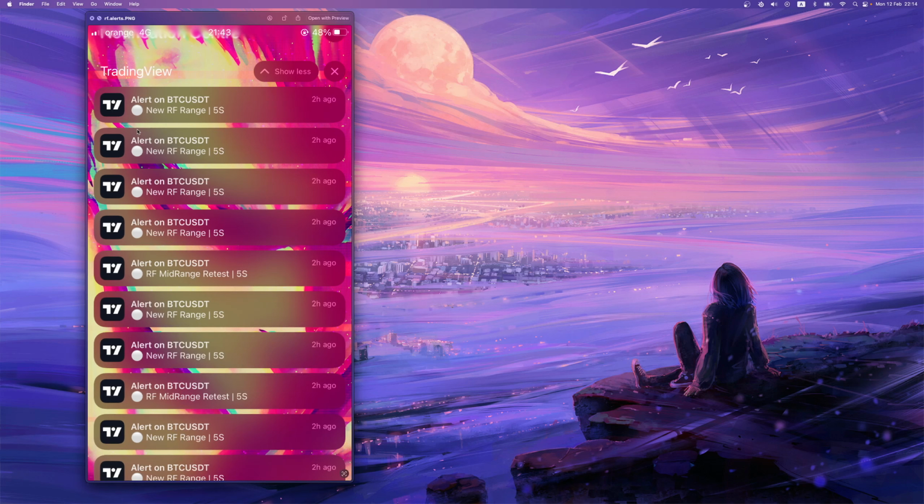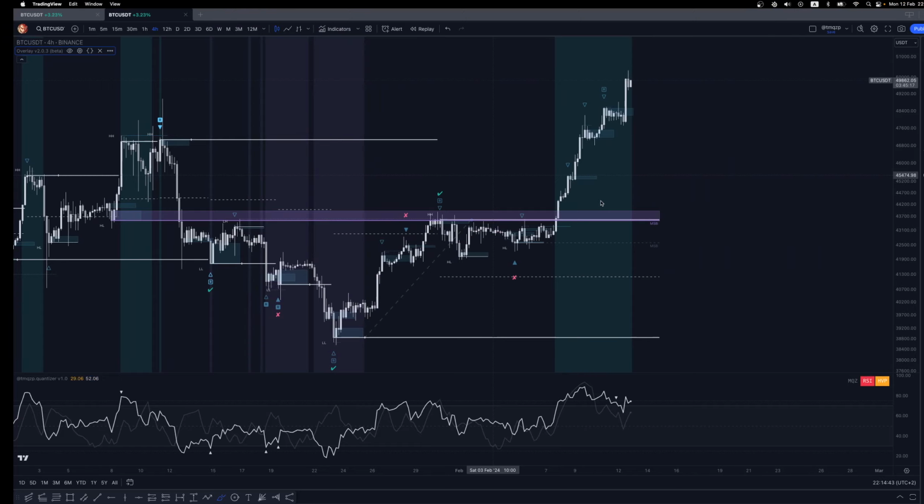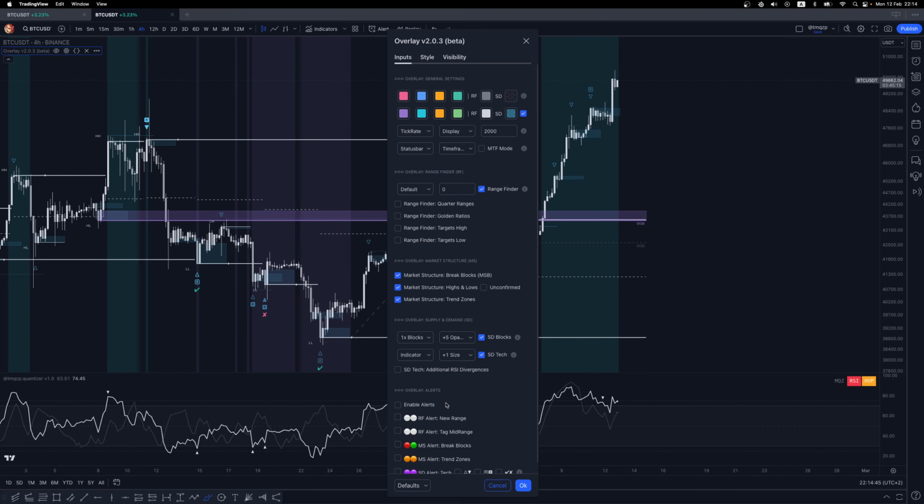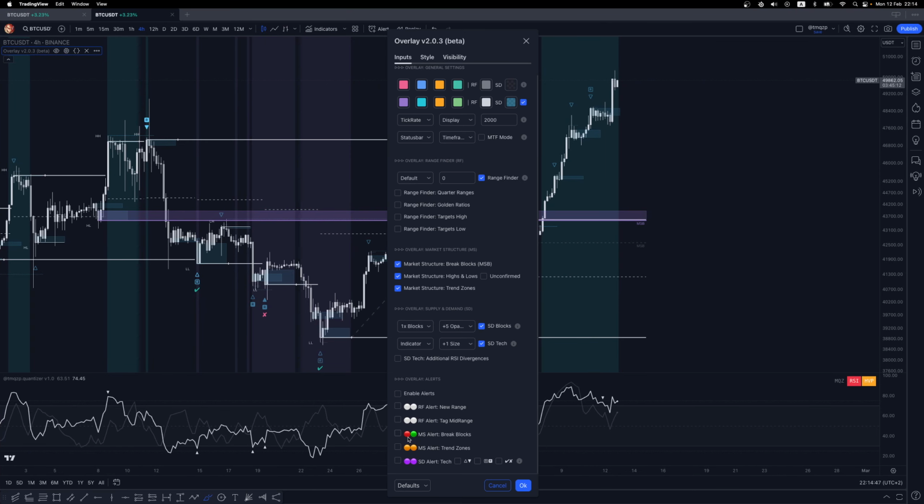So when you get the alerts on your phone, it will give you the color, so you can recognize it easier. The white ones, remember, you go here. See, the white ones are rangefinder alerts. The red and the green one are the bullish and the bearish market structure breaks. The orange ones are the trend zones, these things, the vertical lines. And then the pink ones are SD tech related alerts, right?